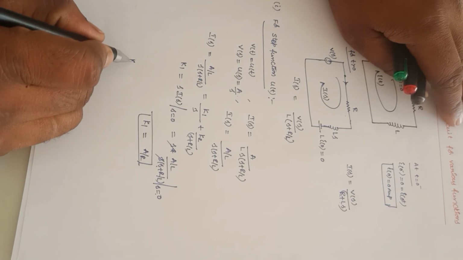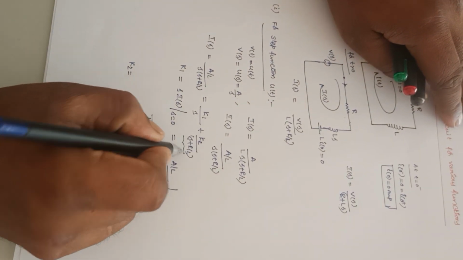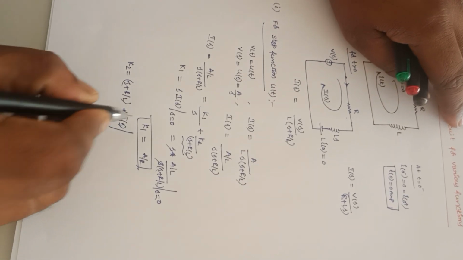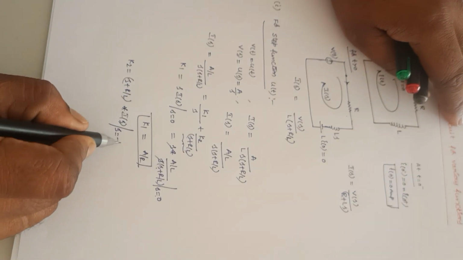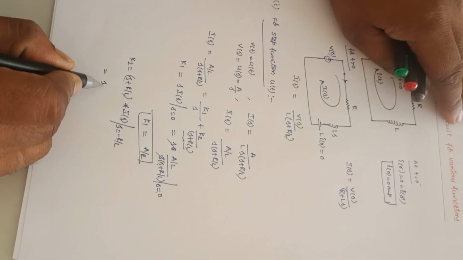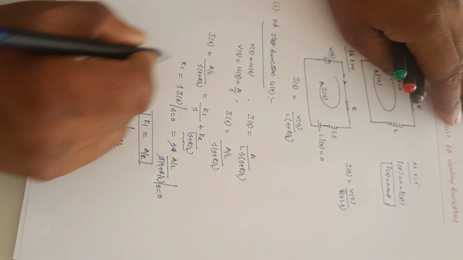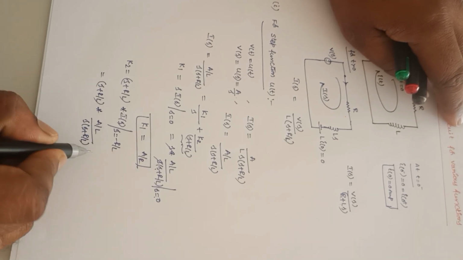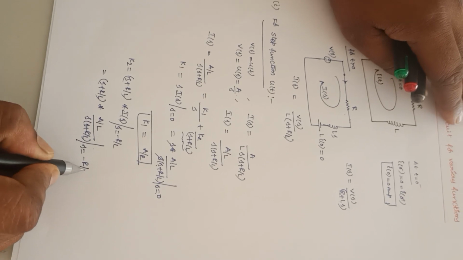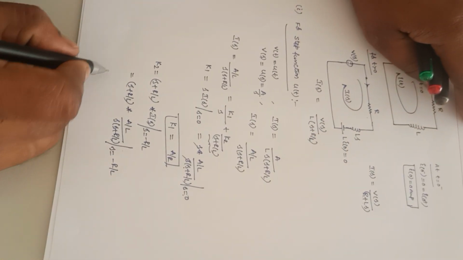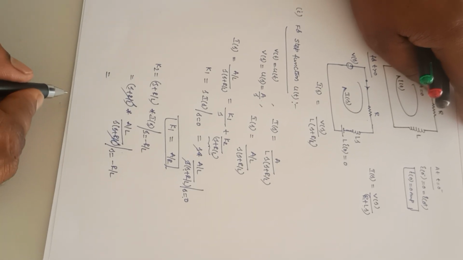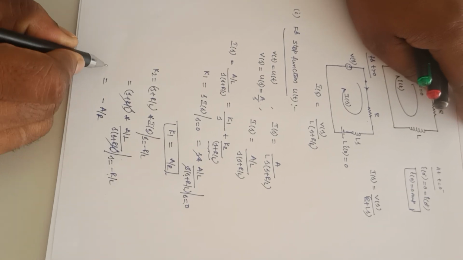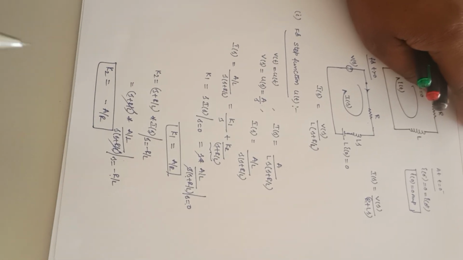Next, to find k2, it is s plus R by L into I of s at s is equal to minus R by L. So s plus R by L into I of s is a by L divided by s into s plus R by L at s is equal to minus R by L. Now this s plus R by L will get cancelled. So a by L divided by minus R by L, so it is minus a by R. So the value of k2 is minus a by R here.